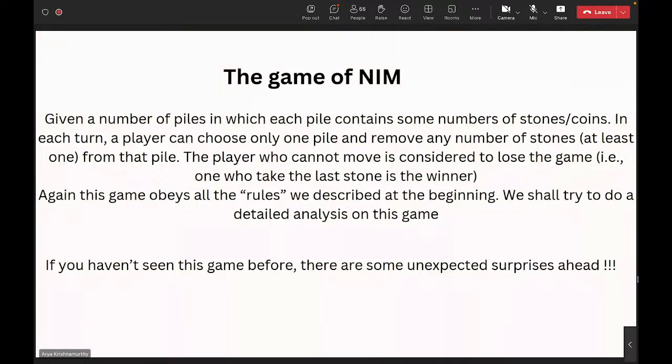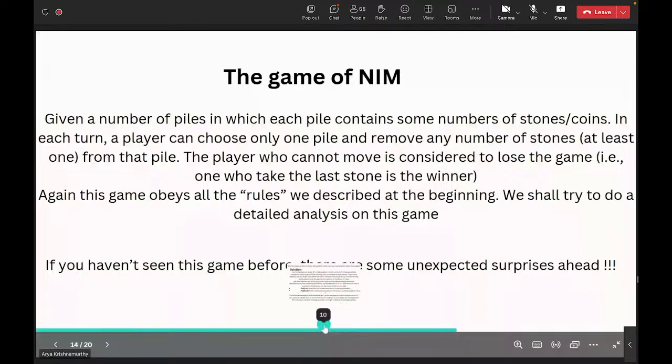Again, this game obeys all the rules that we discussed in the beginning. Just as a recap, both of them have access to the same kind of moves, and all the states of the game are clear to the players, and so this is thus an impartial combinatorial game. And if you haven't seen this game before, there are some unexpected surprises ahead.